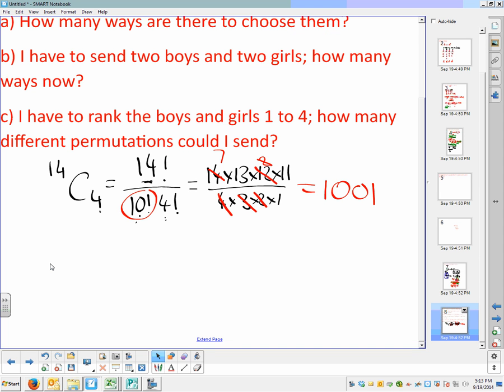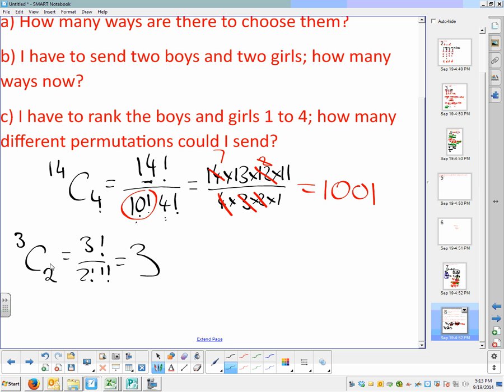But what if I have to send 2 boys and 2 girls? Well, the girls are easy. There's 3 of them, and I've got to choose 2. That's 3 factorial over 2 factorial, 1 factorial, which is just 3. Instead of choosing 2, I can choose 1 to leave behind. How many ways are there to choose 1 girl to leave behind? Well, I can choose Hillary, or I can choose Rosa, or I can choose Marta.